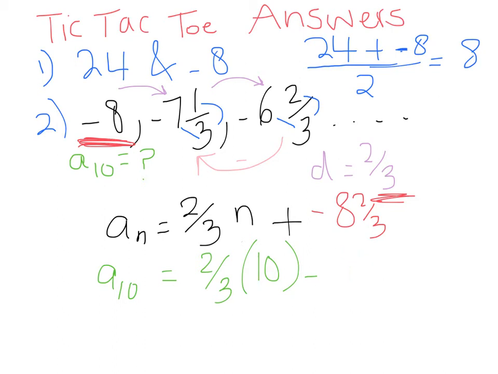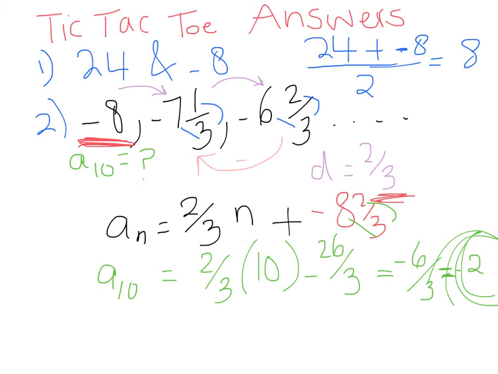So improper fraction, in that case, 8 times 3 plus 2 is 26/3. So you have 20/3 minus 26/3, which is about -6/3, and that's -2. How did I get that? Again, 2/3 times 10, that's 20/3. Minus 26/3 is -6/3, which is equal to -2. So a sub 10 is -2.